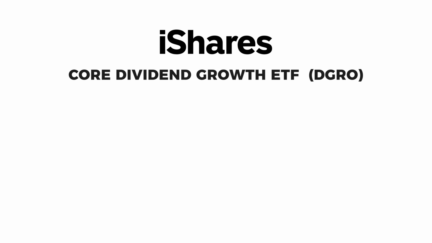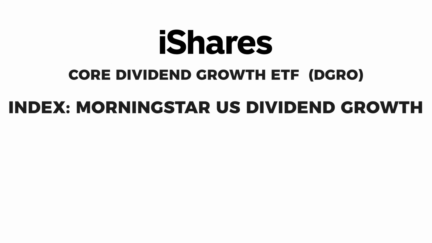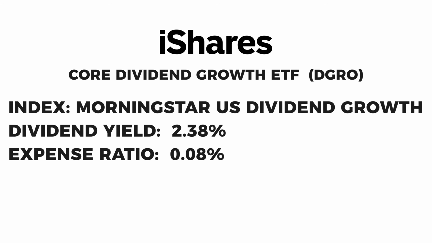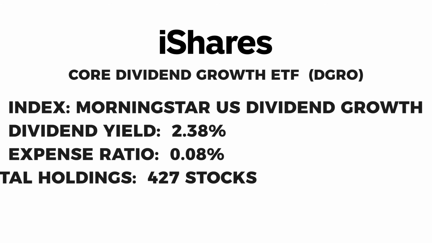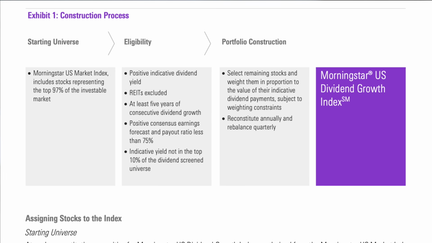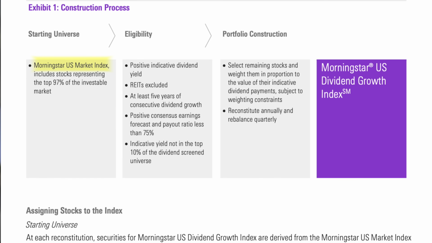So DGRO is the iShares Core Dividend Growth ETF. And it's based on the Morningstar US Dividend Growth Index. It has a dividend yield of 2.38% and an expense ratio of 0.08%. Currently holds about 427 stocks. So the criteria for DGRO, 1, they need to be U.S. stocks. 2, they need to have a positive dividend yield. 3, they need to not be a real estate investment trust, common theme across all of these.